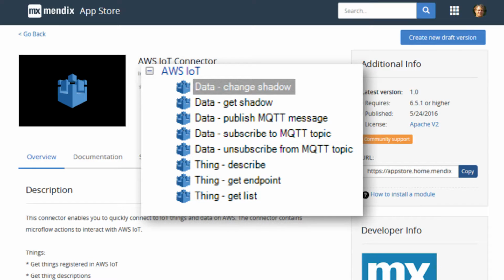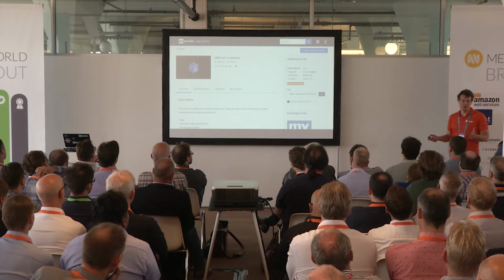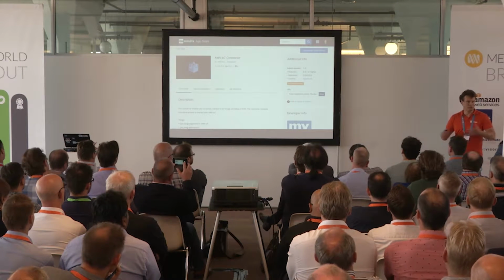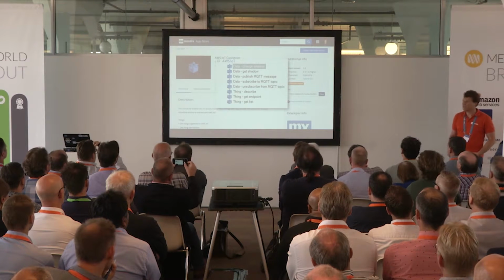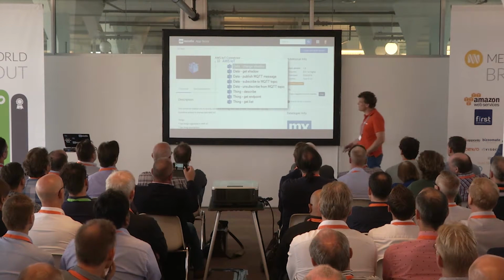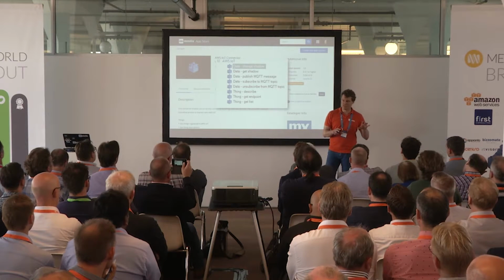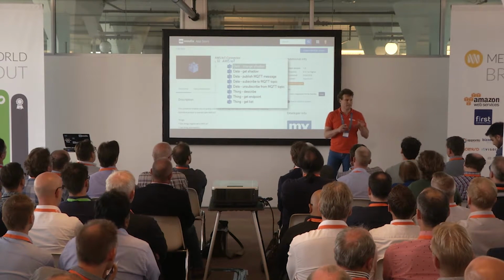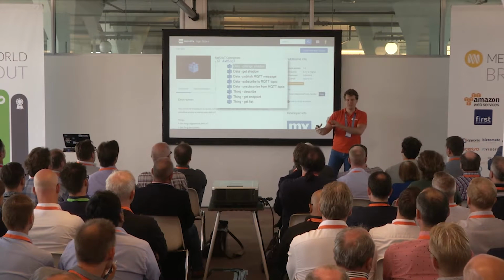So let's look at the IoT connector. It's in the App Store. Currently, it's in beta. And we will provide a production version later this year. It will be open source, so anybody can contribute and expand the functionality of it. Currently, it does these things. So it enables you to find out what kind of things I have registered in Amazon. In Amazon, everything needs to be registered. And it will also give you a certificate, so you have a secure connection between the device and the storage in Amazon.